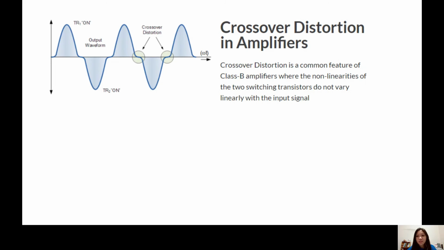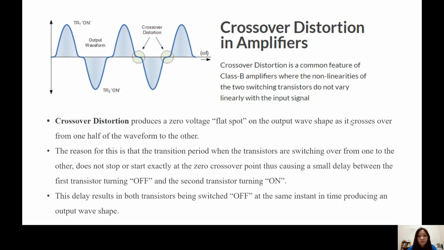Today I'll be explaining the crossover distortion in amplifiers. Crossover distortion is a common feature of Class B amplifiers where the non-linearities of the two switching transistors do not vary linearly with the input signal. Crossover distortion produces a zero voltage flat spot on the output wave shape as it crosses over from one half of the waveform to the other.